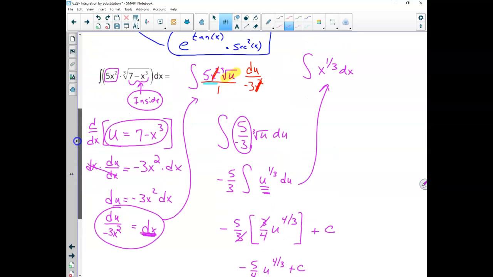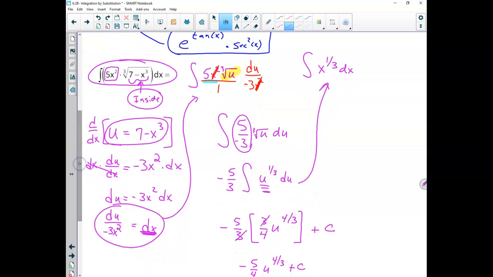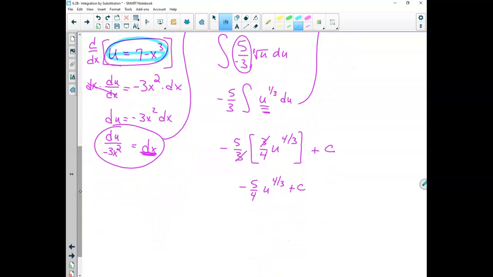However, they wanted my antiderivative in terms of x, right? So I'm just going to come right back to how I defined my u right here, and substitute that back into my function over here, because u, in negative 5 over 4 u to the 4/3 power, is actually 7 minus x cubed.